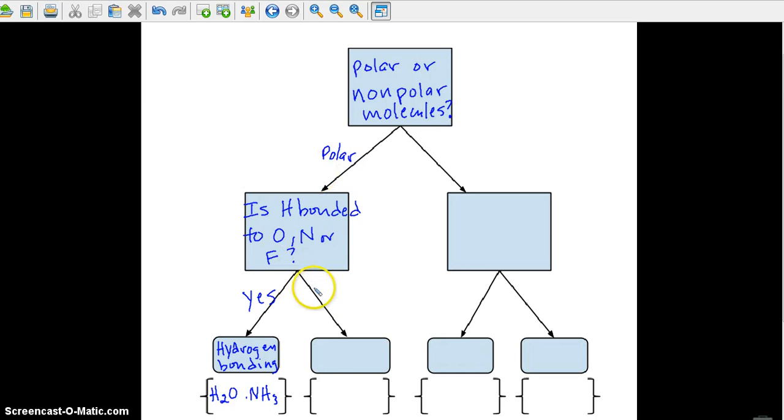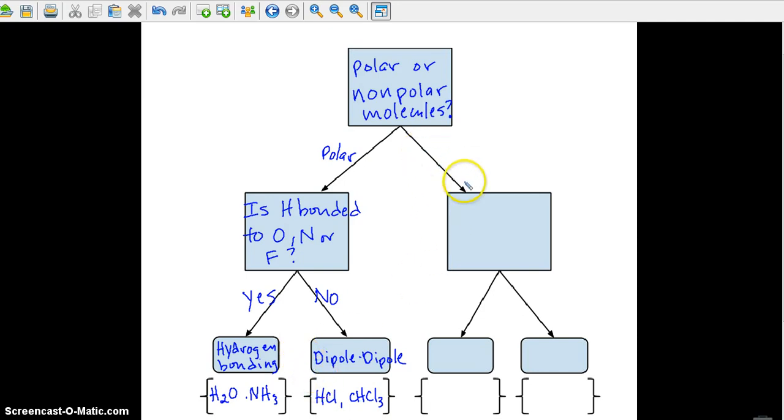Okay. If it's a polar molecule but hydrogen is not bonded to one of those three, it's still polar, so we have dipole-dipole attractions. Okay, so examples of this would be things that are polar, like HCl, for example, is polar, but it's not hydrogen bonding. Or we could have something like CHCl3, okay, where that hydrogen makes the tetrahedral molecule polar, but still there's no hydrogen bonding involved.